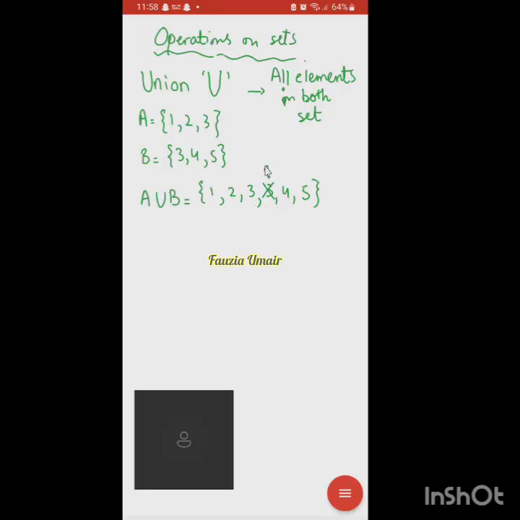Because it is in both sets. Writing 3 twice is violating the definition of a set. If we write 3 twice, then what we said at the start, that a set has distinct elements, is violated. There should not be any repetition. So we cannot write any element twice.